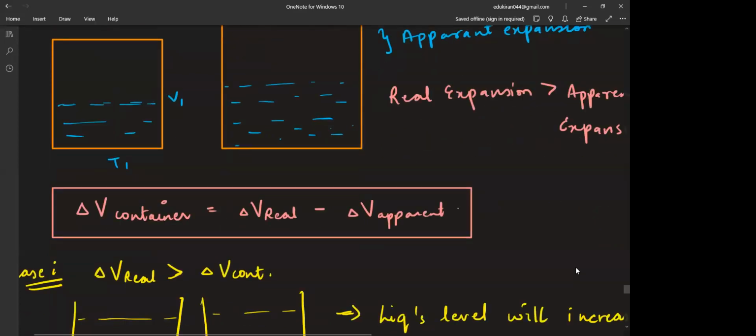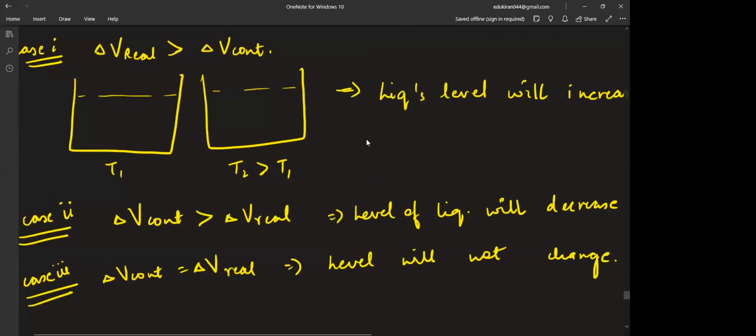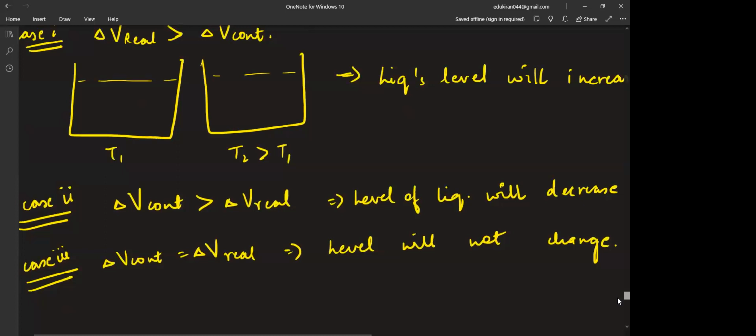And if you want to know how much the container has expanded, just subtract the apparent one from the real one. And see, if the real expansion is greater than the container's, then we say the liquid's level will increase. How will you determine whether the liquid's level will increase? See, when we boil milk, the liquid level rises. When we boil water, the liquid level falls. Right? So how will we determine this? Just remember: when the real volume is greater than the container's volume, the liquid's level will increase. If the container's volume is greater than the real one, the level of liquid will decrease. And if both of them are equal, the level of liquid will not change.